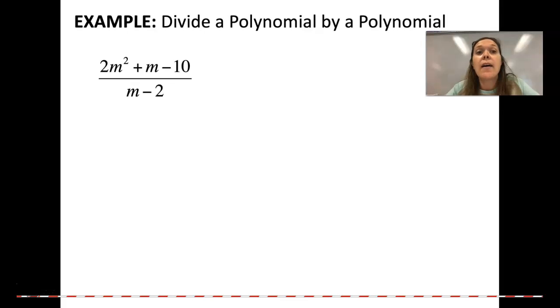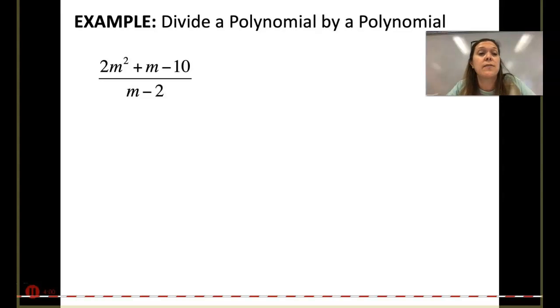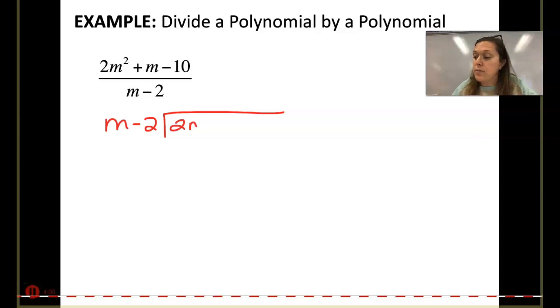Alrighty, so now let's divide a polynomial by another polynomial. So this is where we're going to start doing some long division. So if you guys remember, for long division, we put the divisor, which is the number in the denominator, on the outside of the long division bar, and we put what's in the numerator underneath, so 2m squared plus m minus 10.